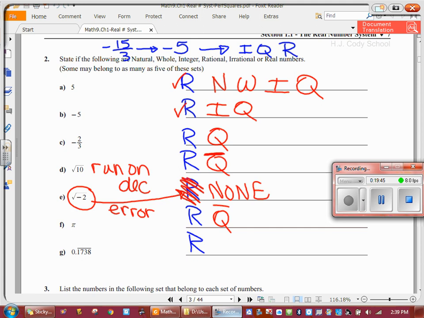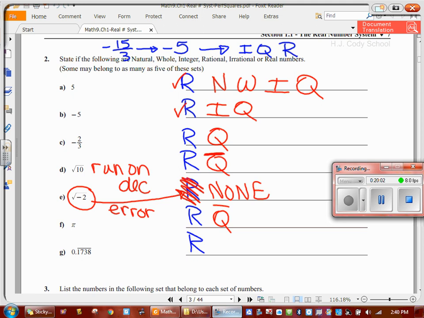No, not run on. If there's a line on top, it means it repeats. So this is going to be 0.1238, 1238, 1238 forever. Because this runs on forever with the same pattern, this is rational. So rational and real.